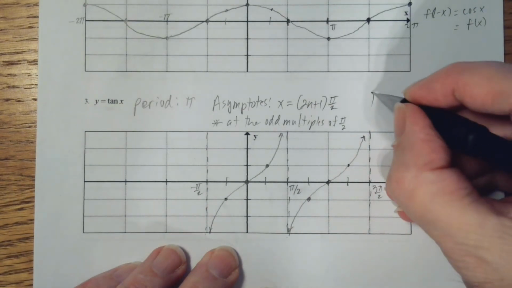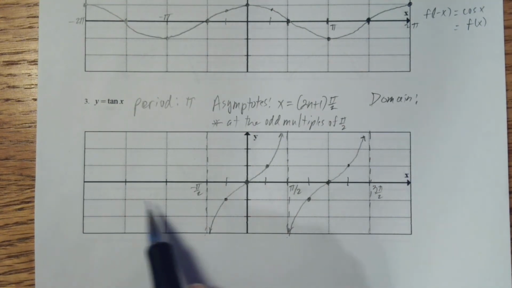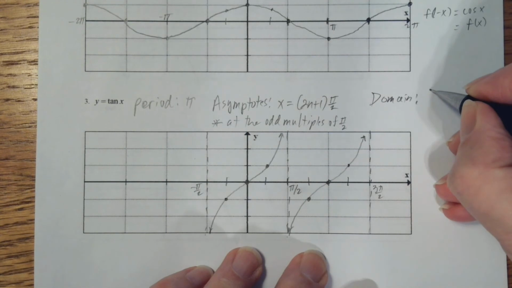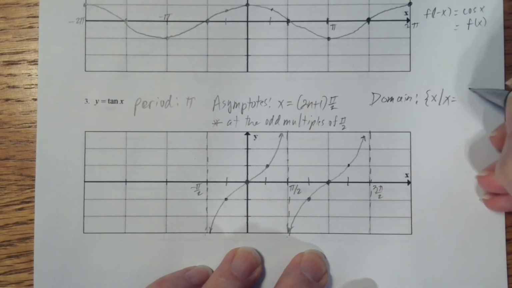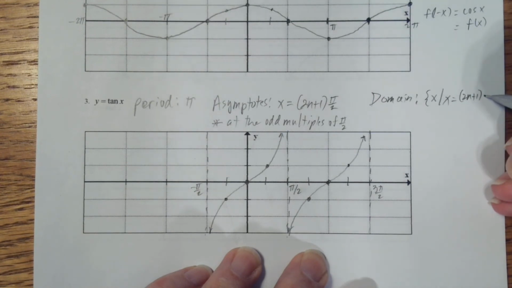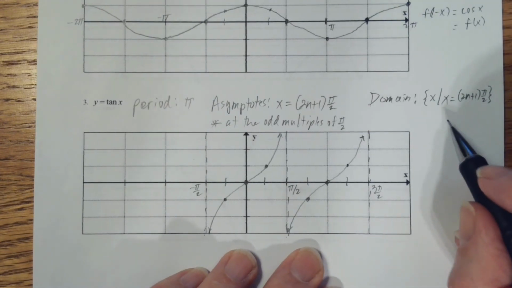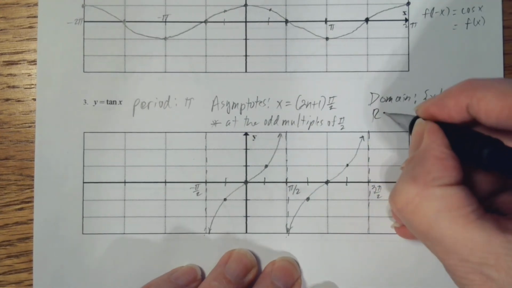Now our domain, as you go from left to right, we're actually going to hit every x value except for at these asymptotes. So how do we say that? Basically we're going to use set notation. We're going to say it's the set of all values x, such that x doesn't equal 2n plus 1 times pi over 2. So basically we're saying it's all the x values except at the multiples of pi over 2 where we have these asymptotes.